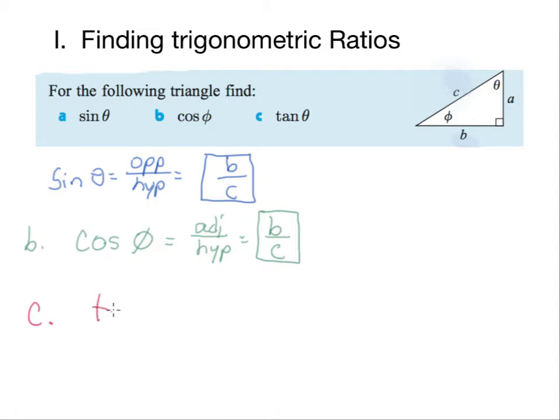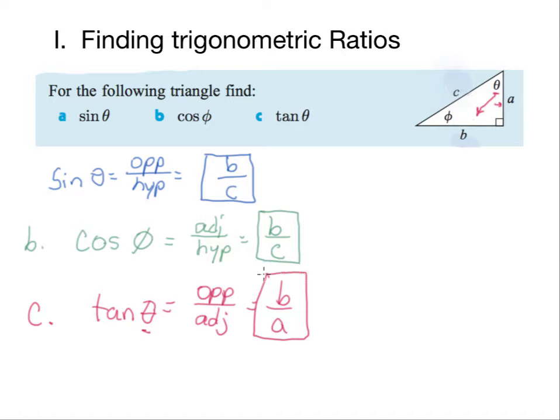For C, we're asked to find tangent of theta, so we're back to the theta angle. We recall that tangent is found by taking the opposite over the adjacent side. So back to our diagram, looking at angle theta, we notice that our opposite side is B and our adjacent side is A. So tangent of theta is B divided by A.